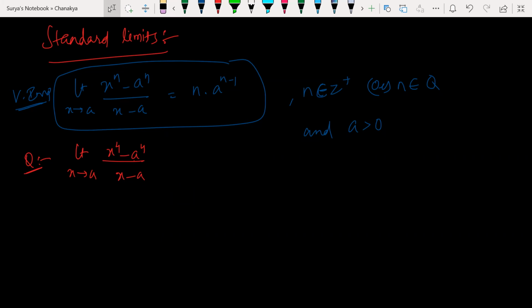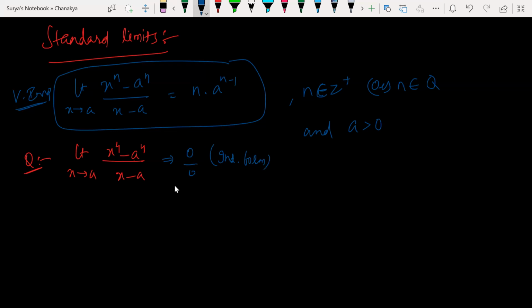So 0 by 0? Not 0 by 0, you cannot find the answer like that. That is a 0 by 0 form. Look at this here. First, 0 by 0 is an indeterminate form. It is a 0 by 0 form, right? That is the reason I'm approaching the standard limit method.